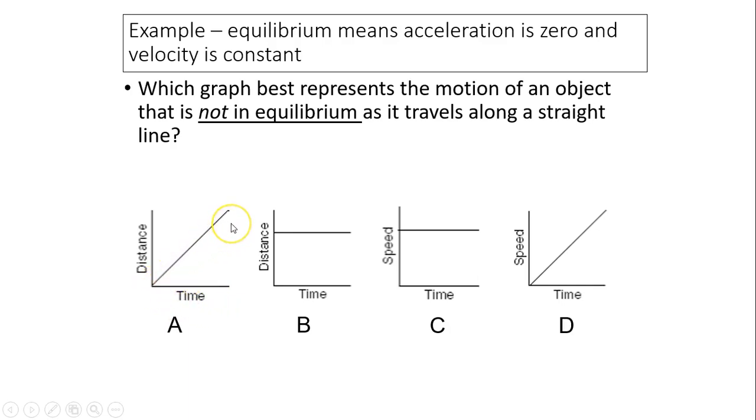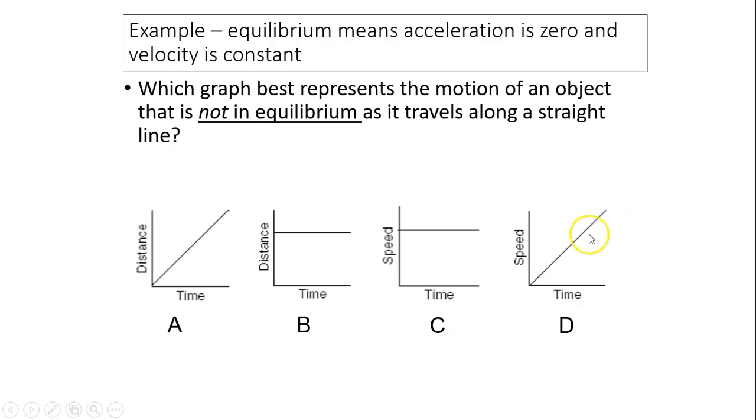So this one tells you the speed is constant. Well, the object also travels in a straight line. So if the speed is constant and it's moving in a straight line, that really means its velocity is constant. So this is in equilibrium. Choice B, this one says the object is at rest. If the object is at rest, it's also in equilibrium. This one tells you the speed is constant. Since it's traveling along a straight line, this means velocity is constant. It is in equilibrium.